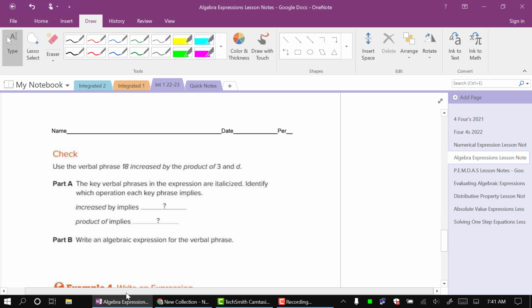So use the verbal phrase 18 increased by the product of 3 and d. The key verbal phrases in the expression are italicized. Identify which operation each key phrase implies. So increased by implies addition. Product of implies multiplication. So now we want to translate this. We have 18, and we said increased by means plus the product of 3 and d, so it's going to be 3 times d.